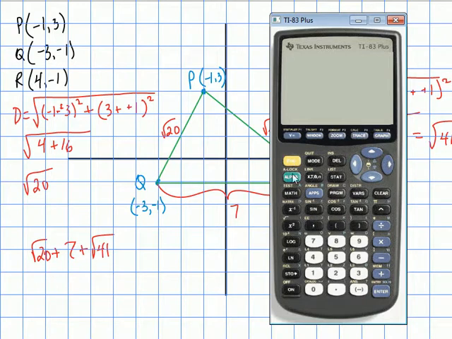So I hit second function. Do you see that? Then I hit that button right there. It even shows me the square root. So I put a 20 in there. I don't think you have to, but I always like to close the parentheses just to make it look a little neater. Then plus what?